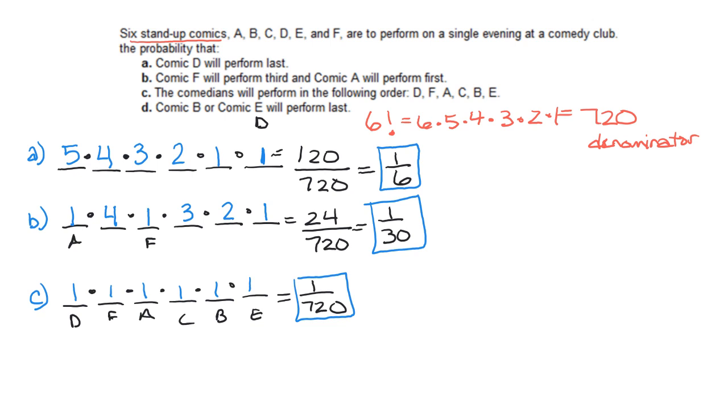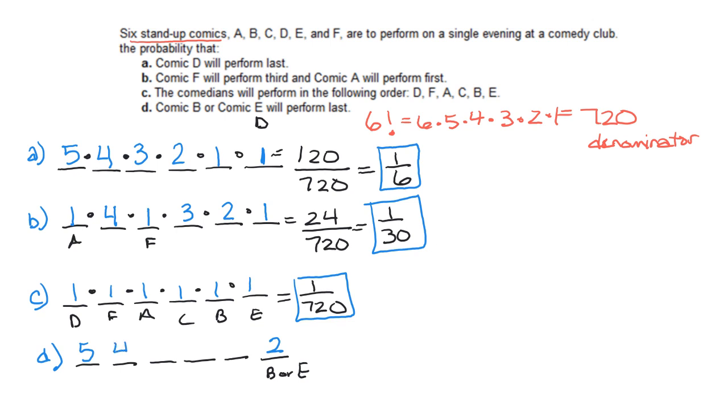All right, and then for the last one here, part D says comic B or comic E will perform last. So this is B or comic E. Since we're looking at two different individuals to perform last, it's going to be either one of them. That means we have two options available to choose from. So let's say that we selected one of them to perform last. That leaves us, for the first performer, five people to choose from because we chose one to perform last.